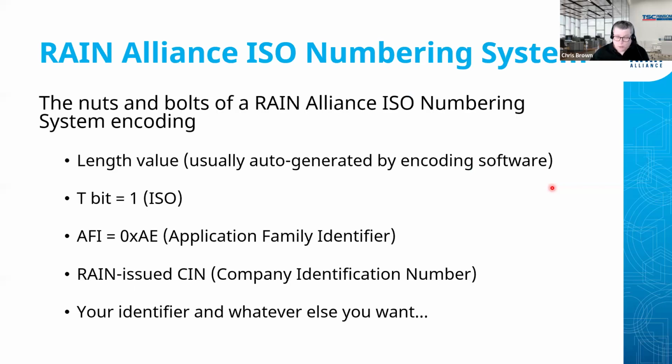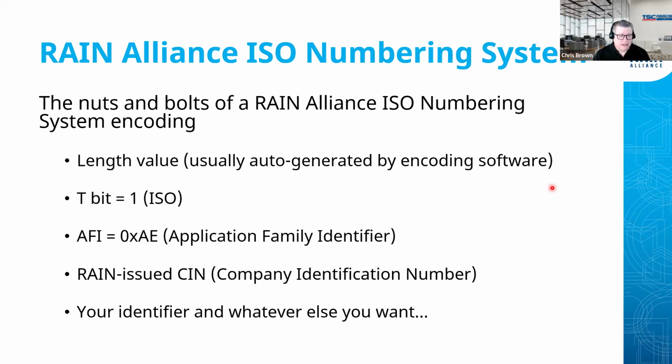Let's get into what this really is, the nuts and bolts of it. I have listed here 5 data elements. These are the minimum 5 data elements that you will need to encode in order to generate a proper standards-based RAIN Alliance ISO numbering system encoding. I'm going to go through these. They're not going to make much sense at this point, but as we go on, they'll hopefully become clearer.